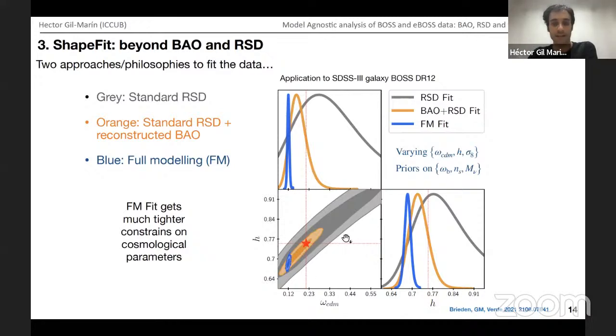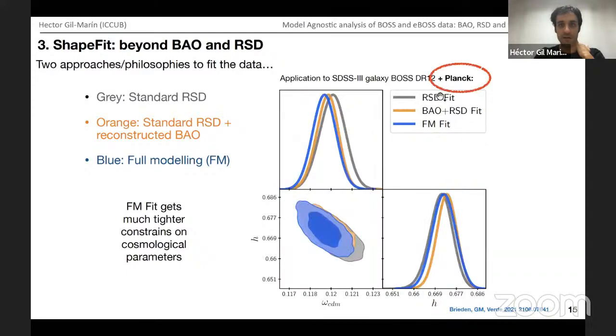In order to look at why this is so different, we can look at this star here in parameter space, and then look at how the power spectrum looks, and we will see why this is a good fit for BAO plus RSD and why this is a bad fit for the full modeling. We also realized that when these two analyses were combined with Planck data, the two models were not so different. They were all giving the same constraints.